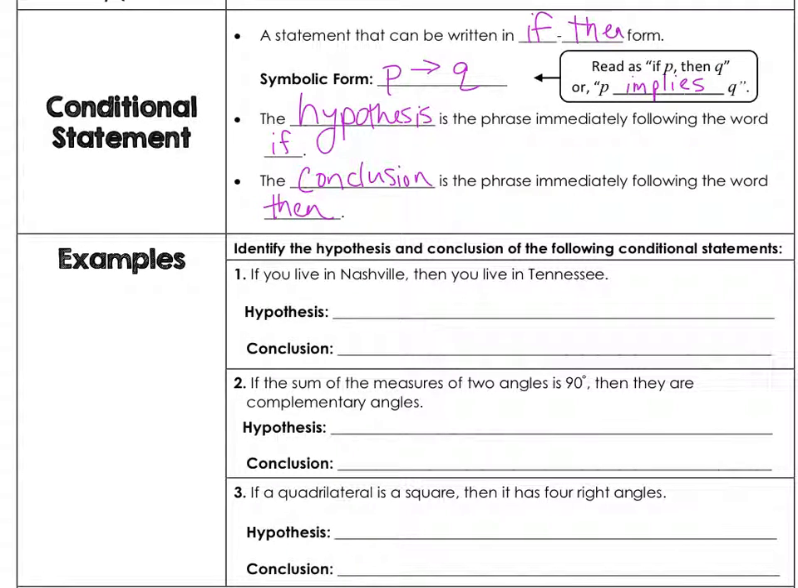For an example, if you look at number 1, if you live in Nashville, then you live in Tennessee. So we need to write what the hypothesis is and the conclusion. You want to look for those if-then words. Right after the if is going to be our hypothesis. When we see the then, the part right after it will be our conclusion. Now we just have to write out that sentence. So the hypothesis is you live in Nashville. The conclusion, we're going to write you live in Tennessee. Do not put the words if and then with your hypothesis and conclusion.